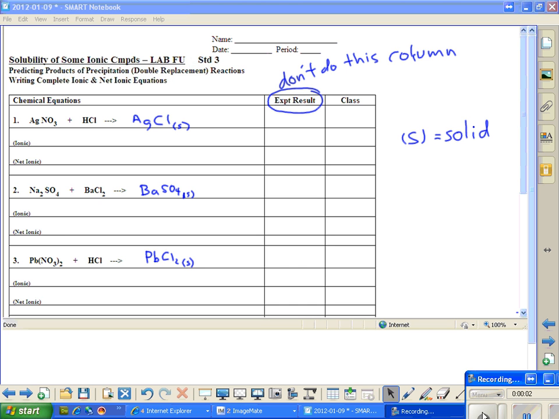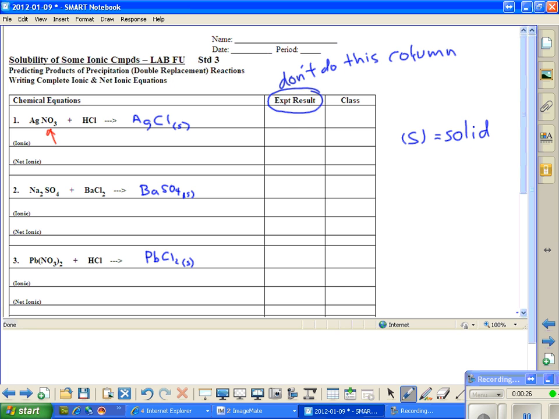This video will serve as directions for how to do the homework on solubility of some ionic compounds lab follow-up sheet. What I have here that you're looking at right now is a copy of part of that lab sheet, and you will see right up there at the top silver nitrate and hydrochloric acid, and you're supposed to complete the equation.